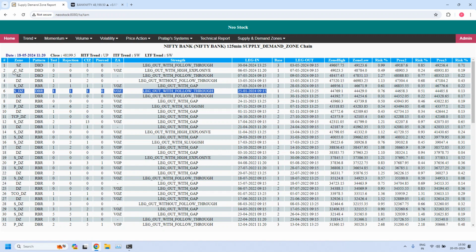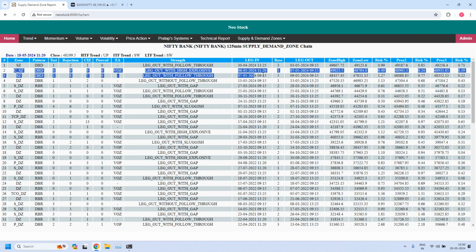And what about the high liquidity supply zone? Here we have the second one, 6th May at 11:20.